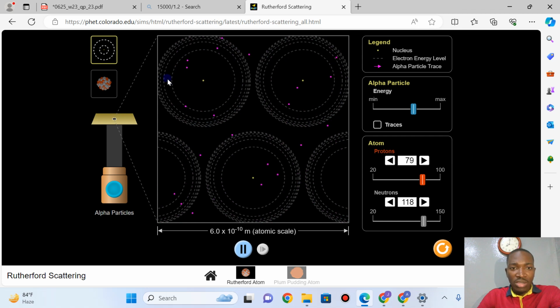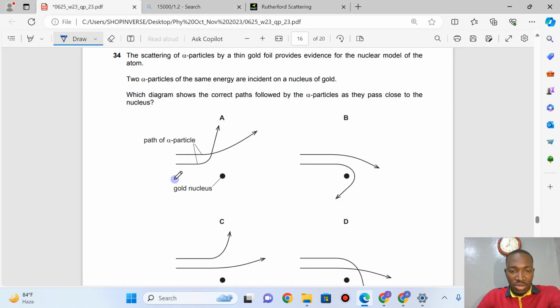Look at that one. Deviation will be so pronounced when it's very close. So that's what we have here. The one that is very close, deviation is maximum. The deviation is very high. And the one that is a bit further away, deviation is not as much as the first one. So this is correct.